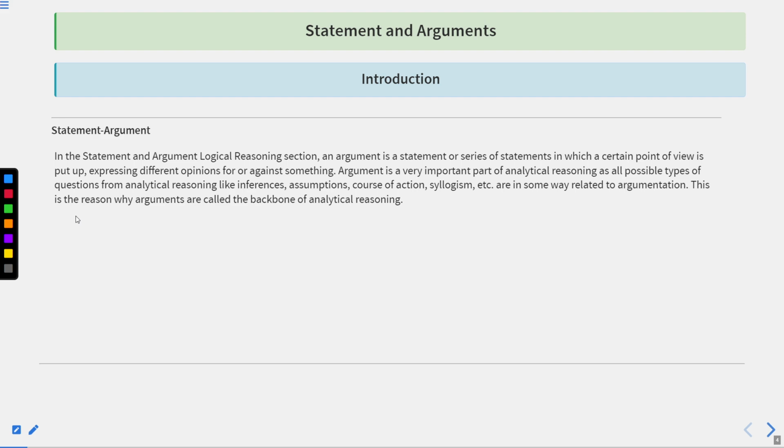So what exactly is statement and argument? In statements and argument, logical reasoning section, an argument is a statement or a series of statements in which a certain viewpoint is put up. Okay, so whatever the viewpoint is, that is going to be our argument, expressing different opinion for or against something. Argument is a very important part of analytical reasoning.